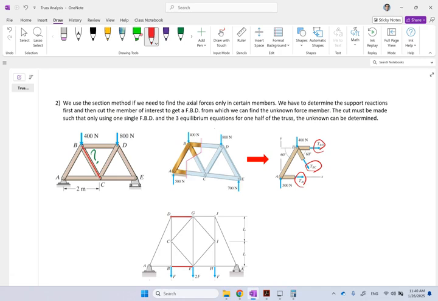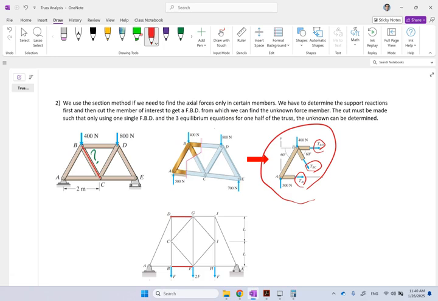So now I cut it like this, and I have these 3 unknowns. Can I find all 3? Yes, because I have 3 equations of equilibrium: sum Fx, sum Fy, and sum moment about a point, and you have dimensions here, you have angles. So guess what? I can find all 3 of them. Okay? So yes, definitely in this cut I can do it.